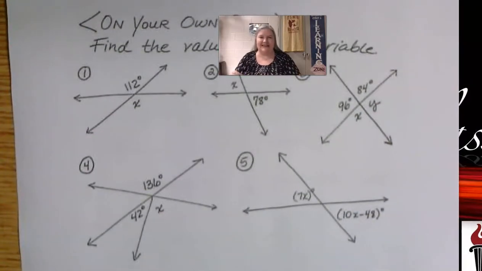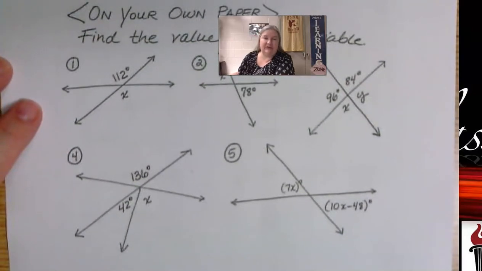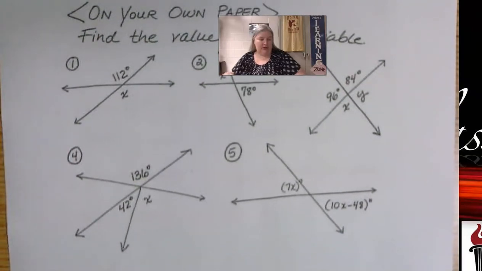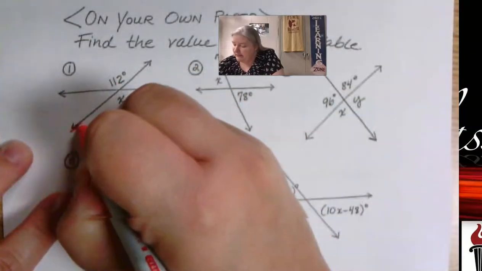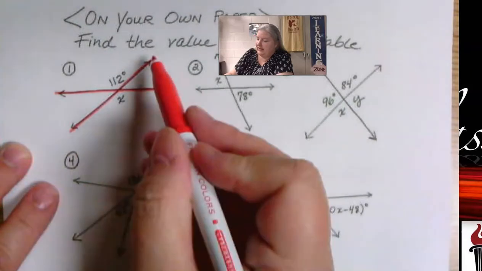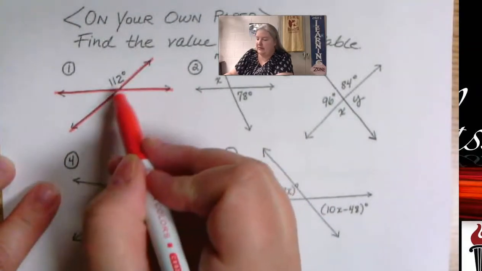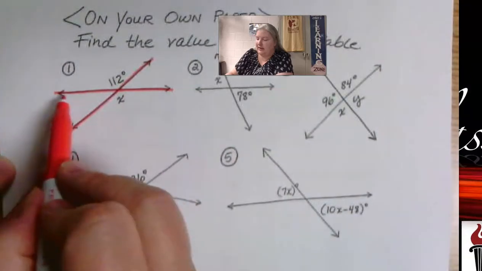Okay, so let's try these. It says on your own paper, find the value of each variable. What we have in each of these cases is a set of vertical angles. Remember that you have vertical angles if you have two lines that basically make an X, and both parts of the X, the two parts that cross, have to be straight. It can't bend here. It has to go all the way across as a straight line.